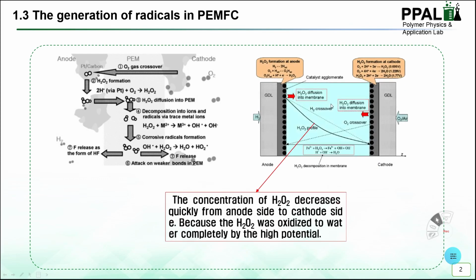On the other hand, according to some studies, the concentration of H2O2 is the highest at the anode side, and it will diffuse through the electrolyte membrane to the cathode. And on the way to the cathode, the concentration of H2O2 will quickly decrease because it is oxidized by some metal ions to form the OH and OOH radicals or the water molecules.